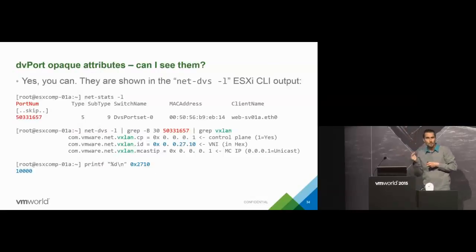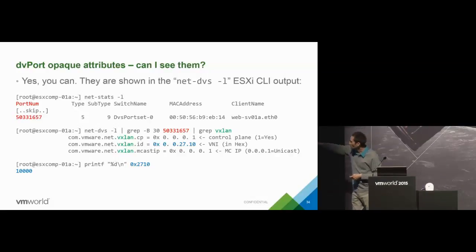We keep on talking about those opaque attributes. So what do they look like? Here's one way to do this. First you can find your port number, the ephemeral port number for your VM's vNIC, so do the net-stats -l. It's going to show you the port number. Your client name is web server eth0, and you get that port number. Then you go and look at net-dvs, and the grep is basically looking for the port number, stepping back 30 lines, and then looking for the word VXLAN in it. If you just do net-dvs -l and less or something like that, you can look for that, and there's a whole bunch of information about that port.